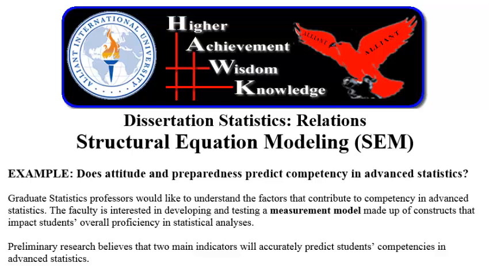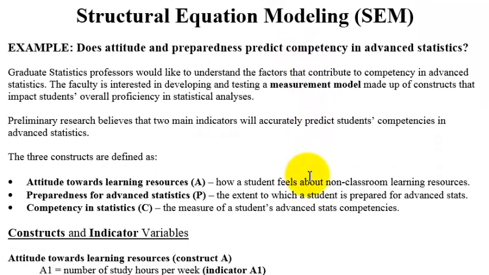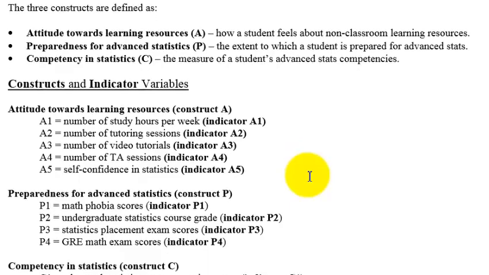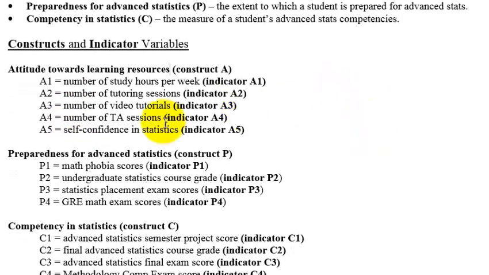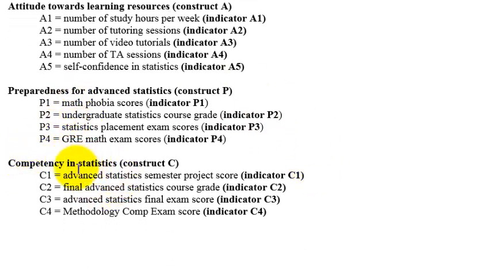We're going to try to make a very fast structural equation modeling video that will test a theory. Our practice one here is, does attitude and preparedness predict how well a student will do in advanced statistics? Our three constructs are attitude towards learning resources, and here's all the little subscales. Preparedness, in other words, how ready they are for advanced statistics, and here's their subscales. And competency, this is like our DV. In this case, it's our endogenous variable, competency.